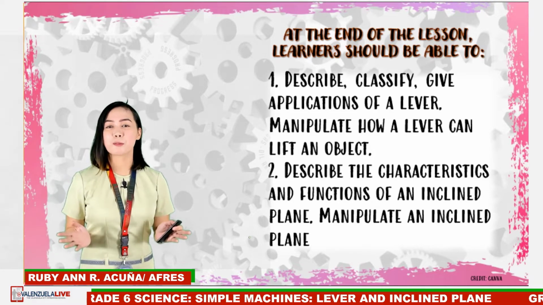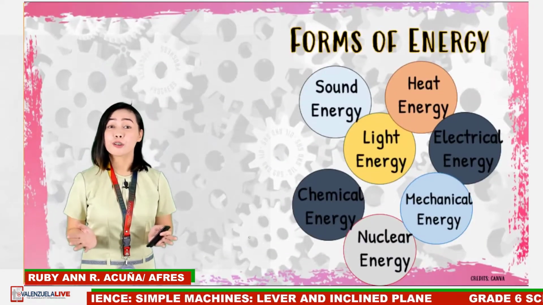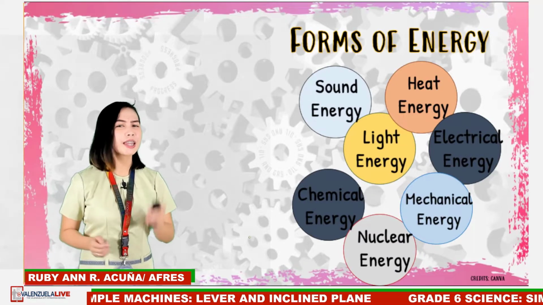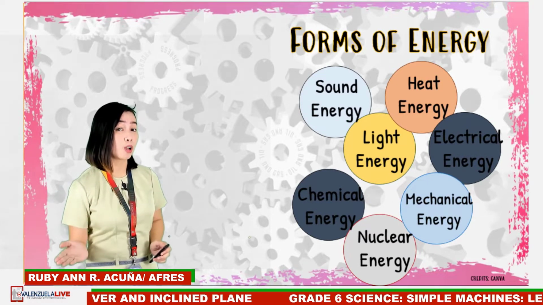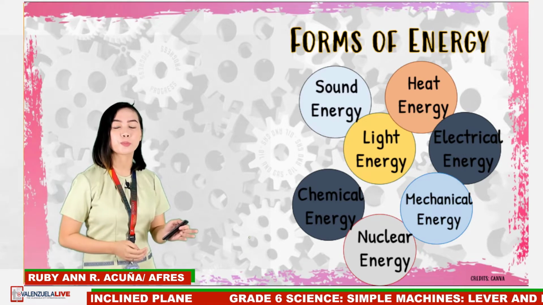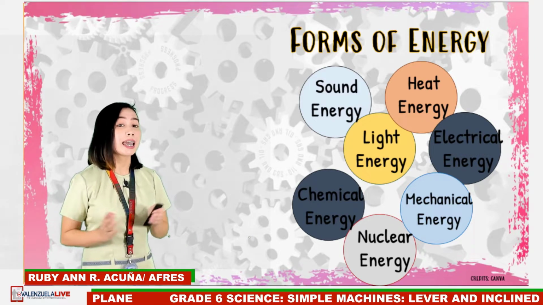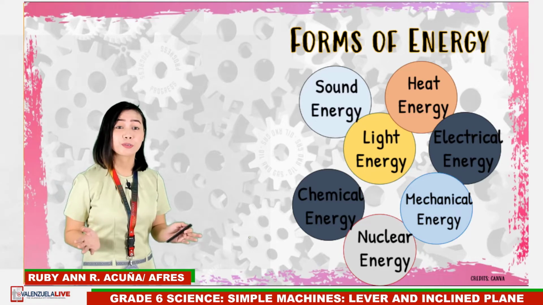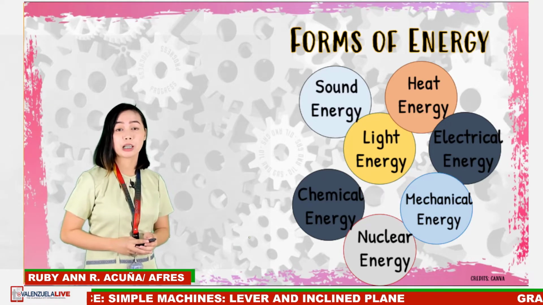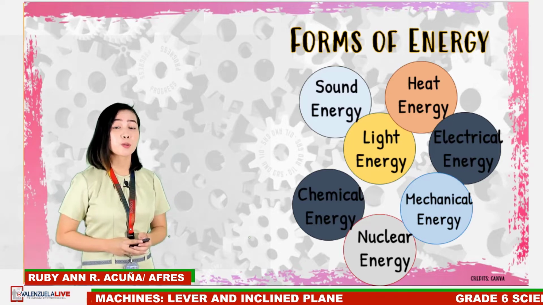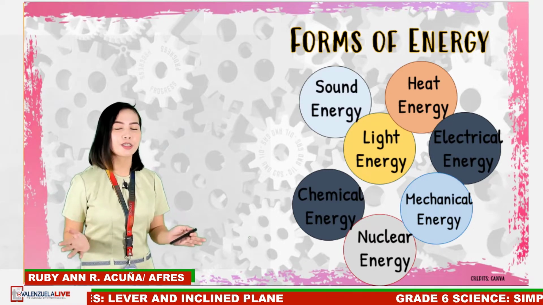So last time, we learned about the different forms of energy and how this energy transforms from one form to another. We already knew that energy is life, and without it, we cannot do anything. We also use different forms of energy in everything that we do.